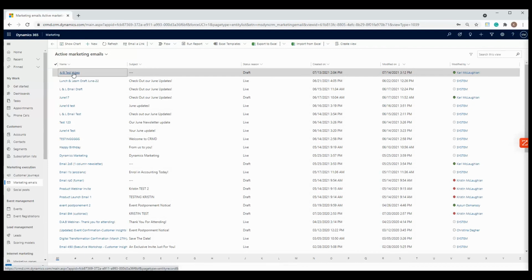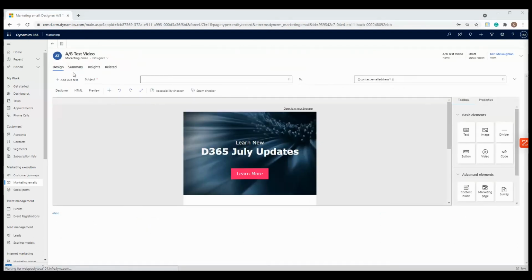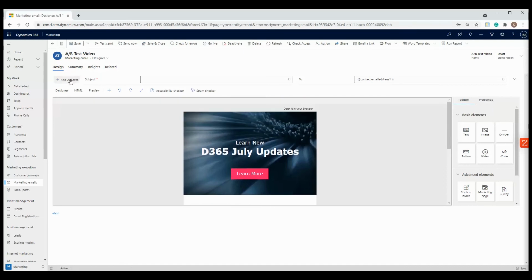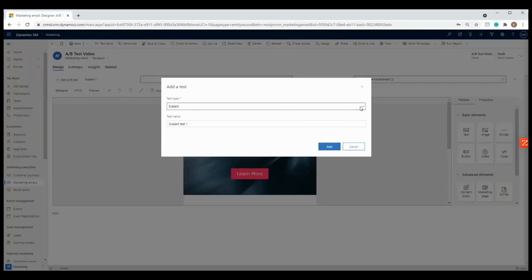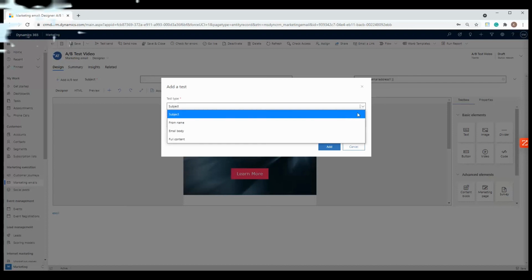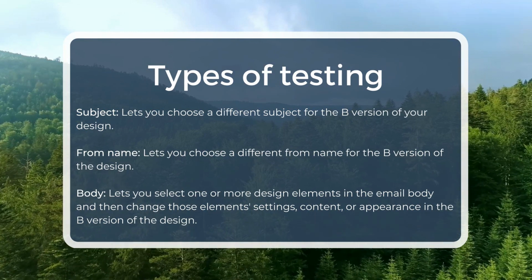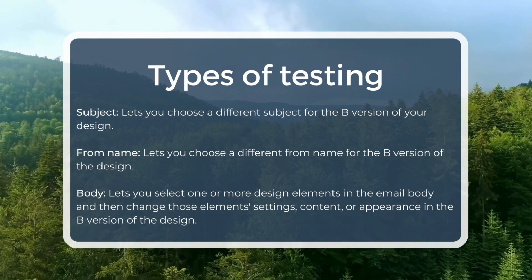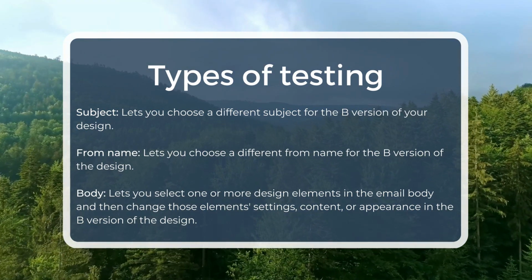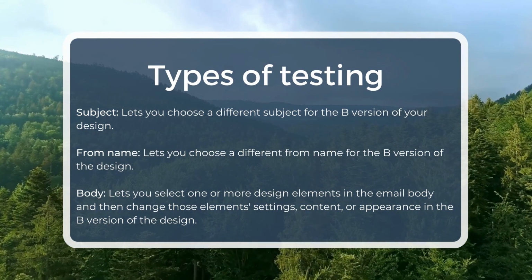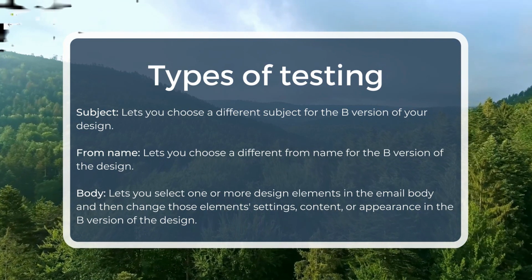To add A/B testing, go to plus A/B testing on the left side of your toolbar. Once clicked, a test type box will pop up. This box allows you to identify what you'd like to test. You are also able to name the test, so it's easier to find and reference in the customer journey. Subject lets you choose a different subject for the B version. From name lets you choose a different sending name for the B version. Body lets you select one or more design elements in the email body, and then change those element settings, content, or appearance in the B version.